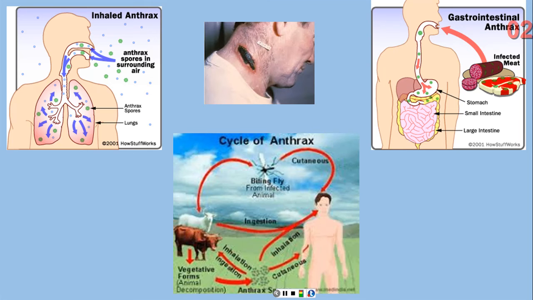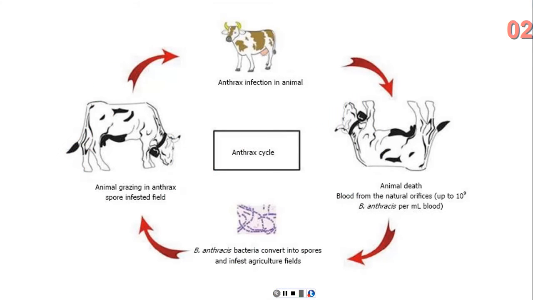Humans can also be infected from inhaling spores from the air, eating contaminated food or water, or if spores contact a wound. Animals can be infected from grazing in soil where spores are located. Biting flies can also transmit spores from one animal to another.